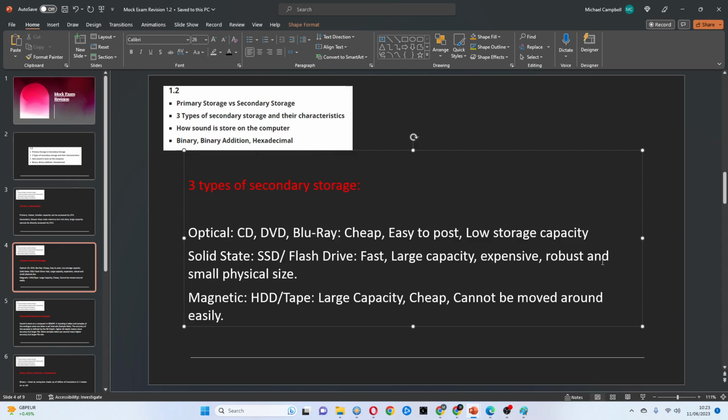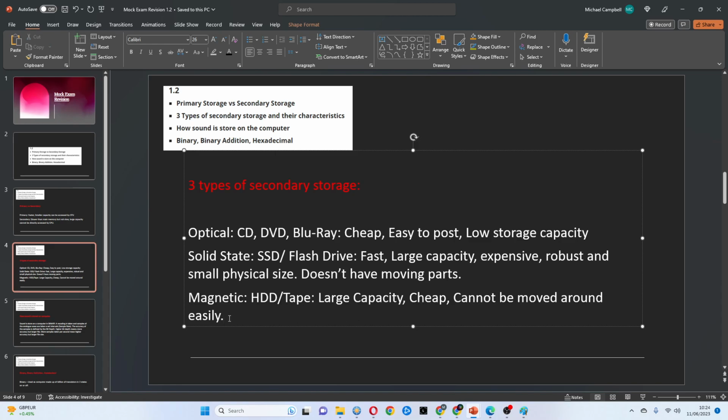You can just read on the screen what they are, so I'm not really going to go through them too much. Optical: cheap, easy to post, low storage. Solid state: fast, large capacity, expensive, robust, and small physical size. It also doesn't have moving parts, which is quite good for things like a mobile phone. And magnetic is large capacity, cheap, and cannot be moved around easily.